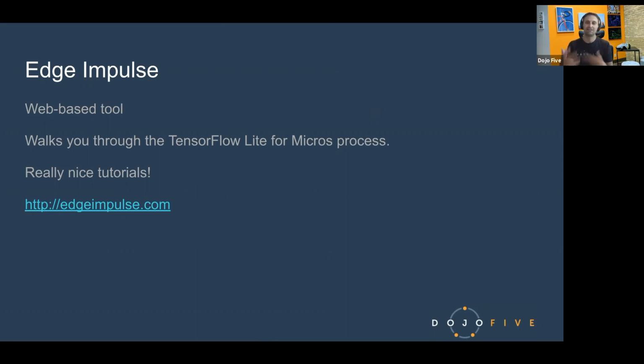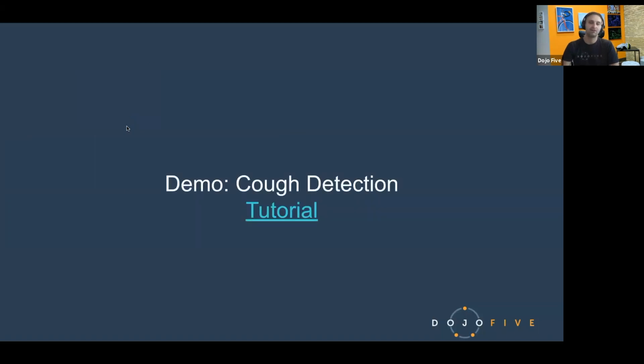I think it's probably engaging companies and trying to get them more interested in TensorFlow Lite on micros, but they walk you through the TensorFlow for the micros process. There's some really nice tutorials called Edge Impulse. They have an example about "did I leave the water on," kind of a water detection thing. And I thought, well, in the world of COVID that we live in, let's think of something slightly different. So I put together a cough detection example.